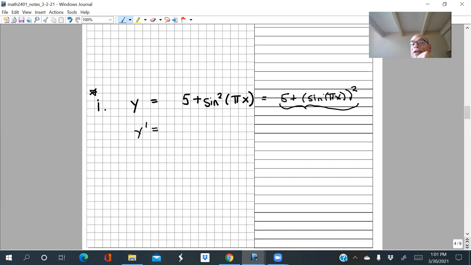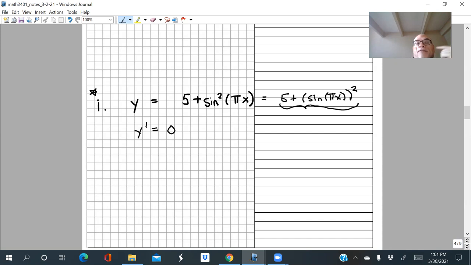Now here you've got the 5 added in, so to differentiate this, you can just go term by term. You can first find the derivative of the 5, and then you can find the derivative of this sine pi of x squared. But what is the derivative of 5? That's a constant. What's the derivative of a constant? Zero. Any constant, a zero, right, Damien? Yeah, so there you just get zero. So you can just forget about the 5 in the derivative. It's not going to show up in the derivative at all, okay? But Damien, the harder part is this part.